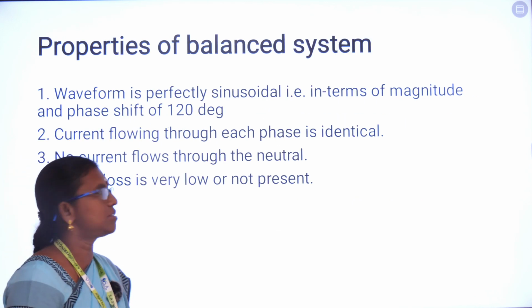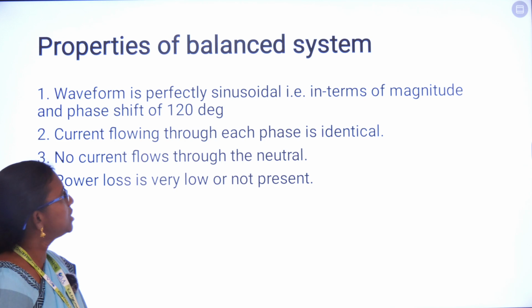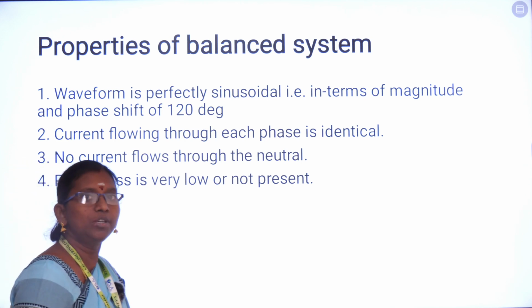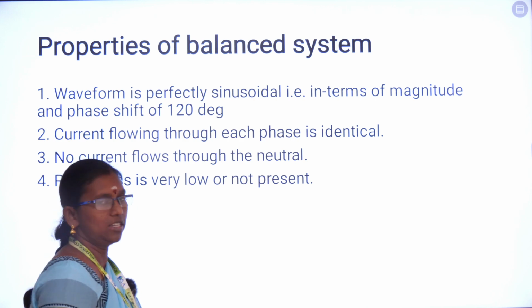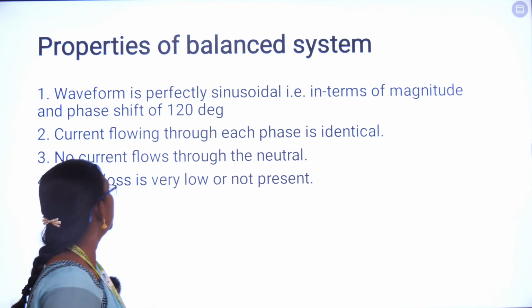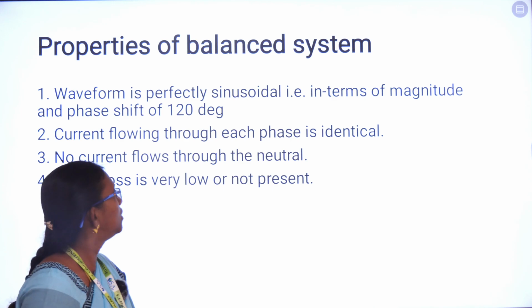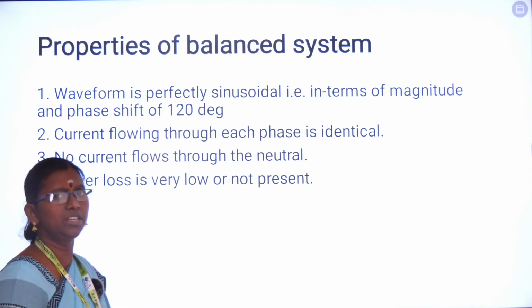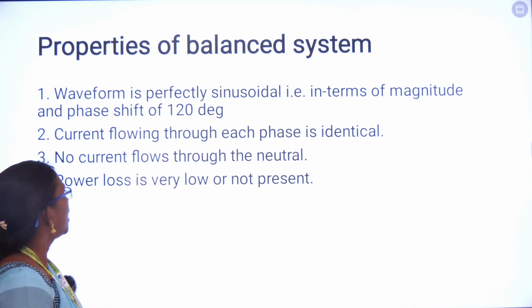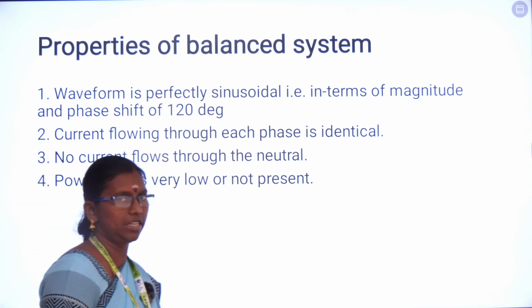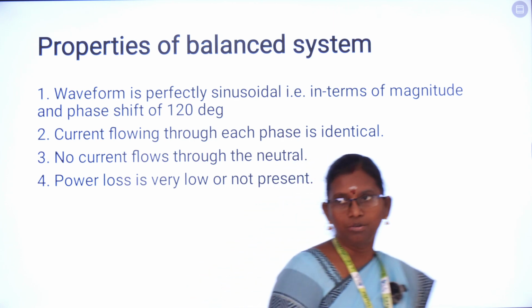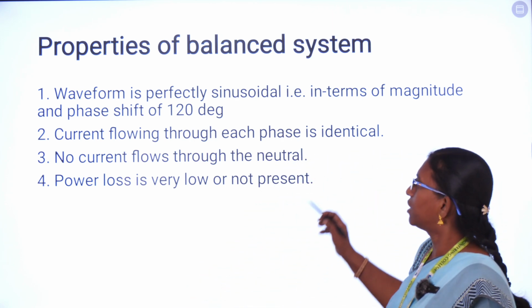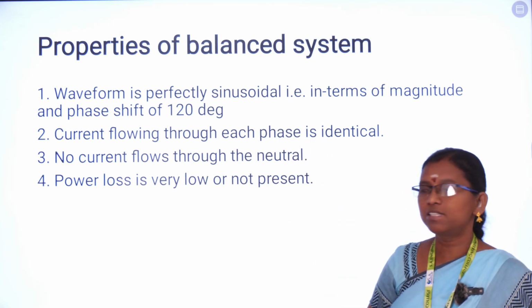Properties of a balanced system. Here the waveform is perfectly sinusoidal. In a three-phase system, the waveform is going to be perfectly sinusoidal, that is, in terms of magnitude and phase shift of 120 degrees. So that is the first property of a three-phase system. And the next is that the current flowing through each phase is identical. Here each phase is going to carry an equal amount of current. So that is also one of the properties of a balanced system.